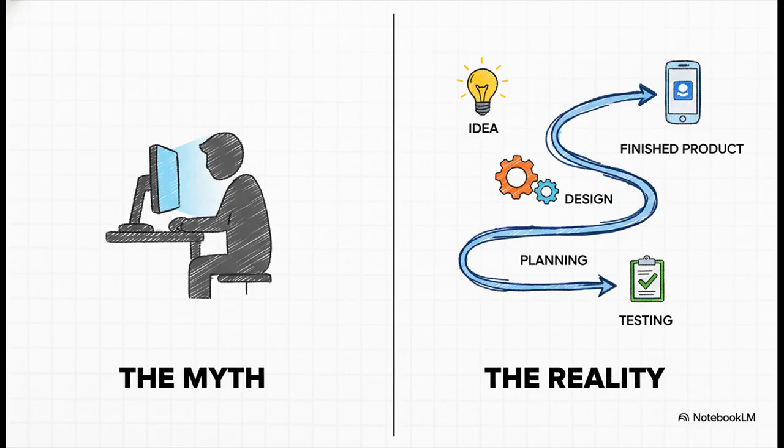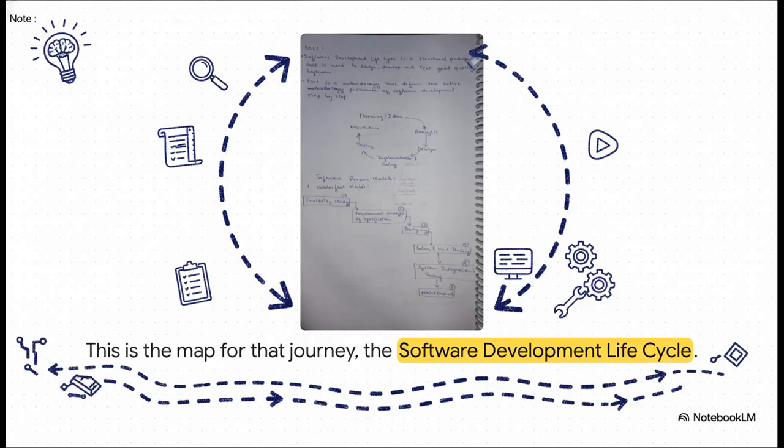Real software development is a structured, methodical process. It's more like an engineering journey with a map, a plan, and a final destination. And that map actually has a name: the Software Development Lifecycle, or you'll hear it called the SDLC. This cycle guides a project from the very beginning, the planning, all the way through to maintenance at the end. So come on, let's take our first step on this journey together.